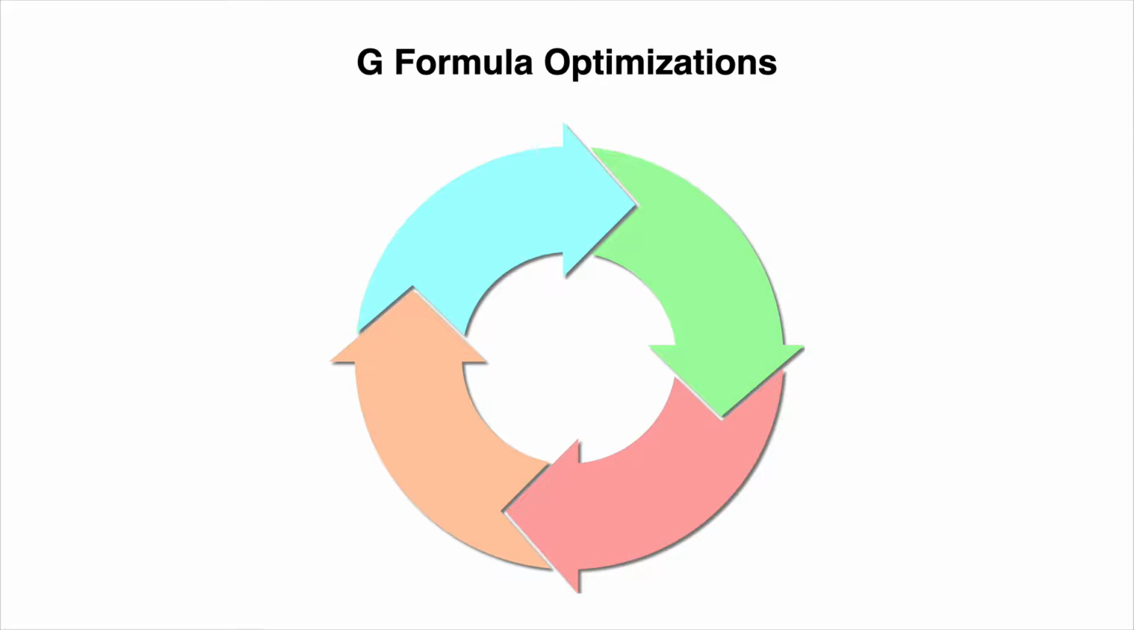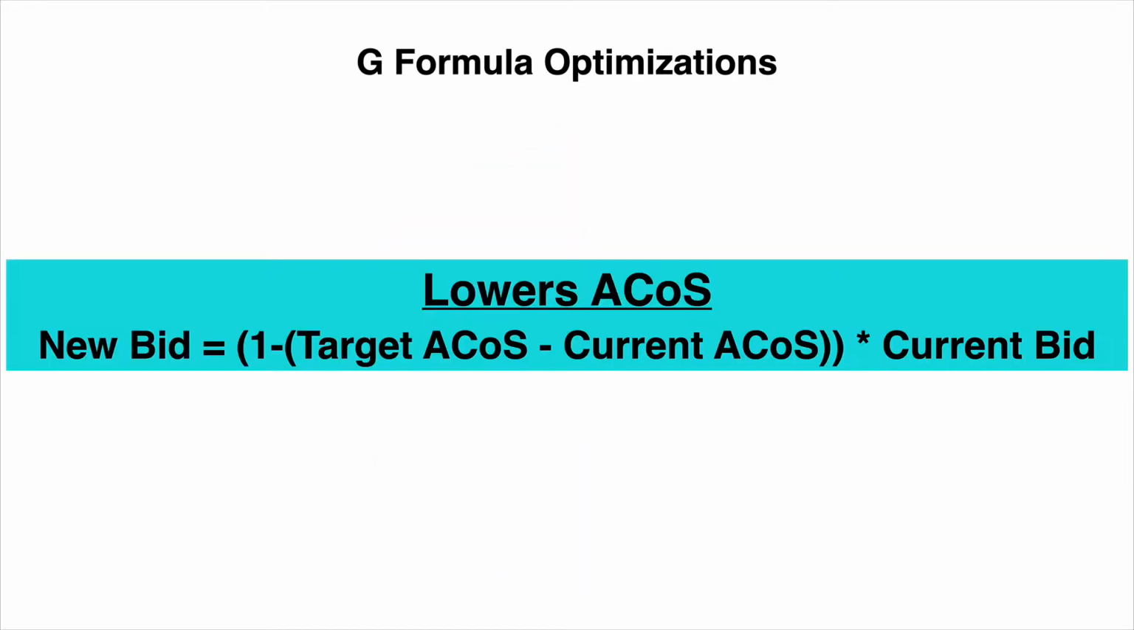G formula optimizations. So let's go over the specific optimization that's made. So this formula, the goal here is to lower the ACOS, right? That's the goal. So let's go over the formula. The new bid, which is the change that we make to the bid, equals 1 minus... I know the formula looks a little complicated, but really we take the target ACOS, we subtract it from the current ACOS, and then we multiply it by the current bid.